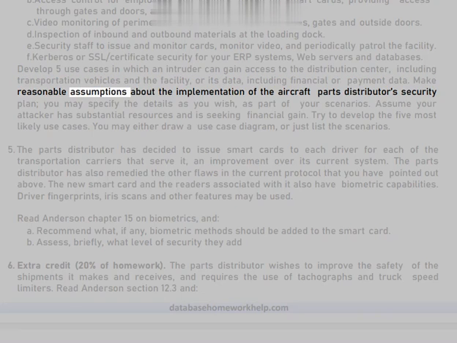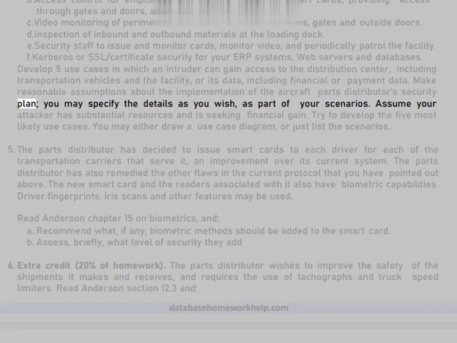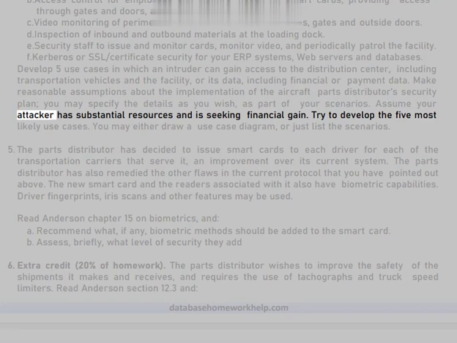Make reasonable assumptions about the implementation of the aircraft parts distributor's security plan. You may specify the details as you wish, as part of your scenarios. Assume your attacker has substantial resources and is seeking financial gain. Try to develop the 5 most likely use cases. You may either draw a use case diagram or just list the scenarios.